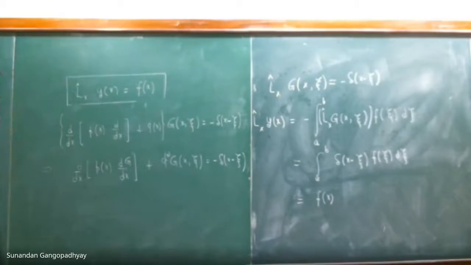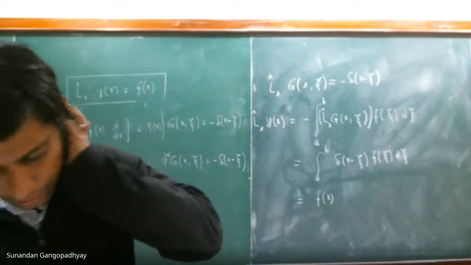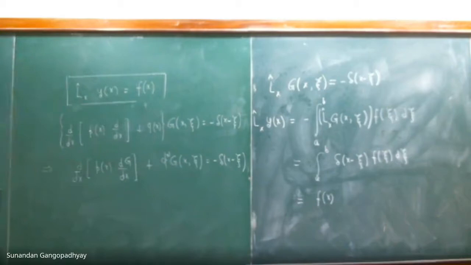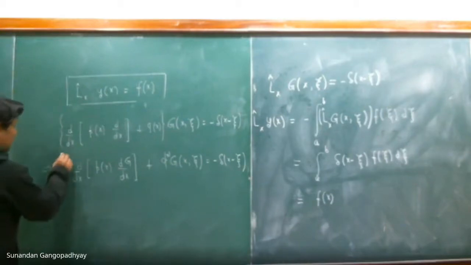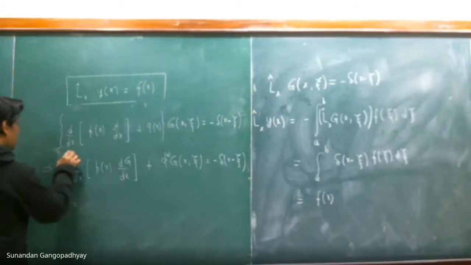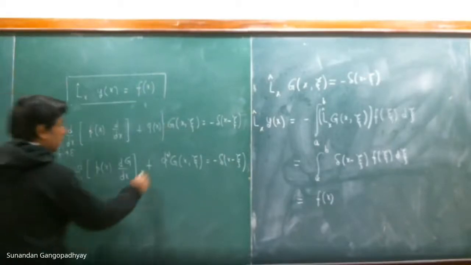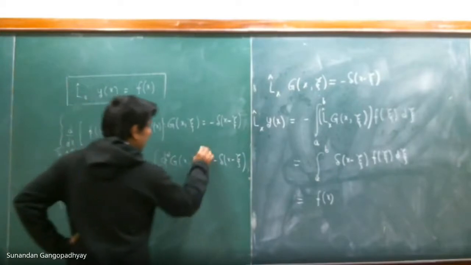So now what I will do is the following. I will integrate this full equation over dx from x is equal to xi minus epsilon to xi plus epsilon. Let us integrate this full thing with respect to x, from x is equal to this.